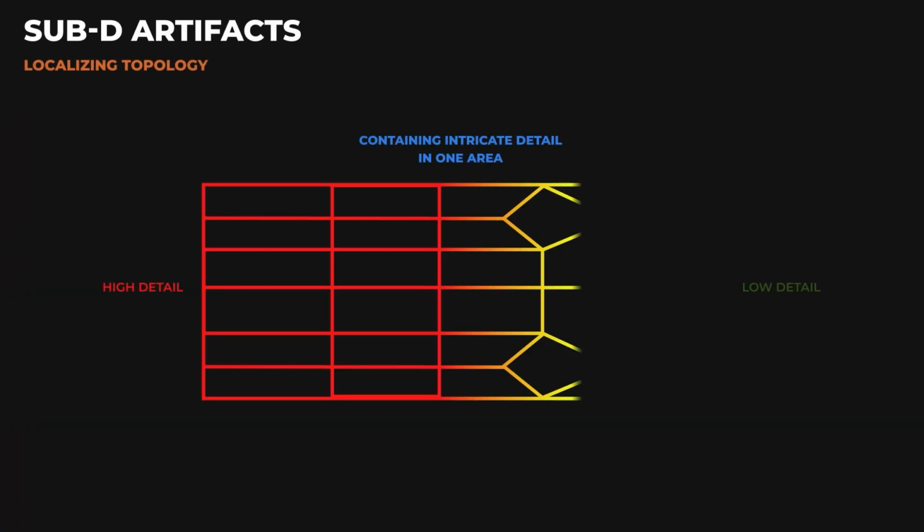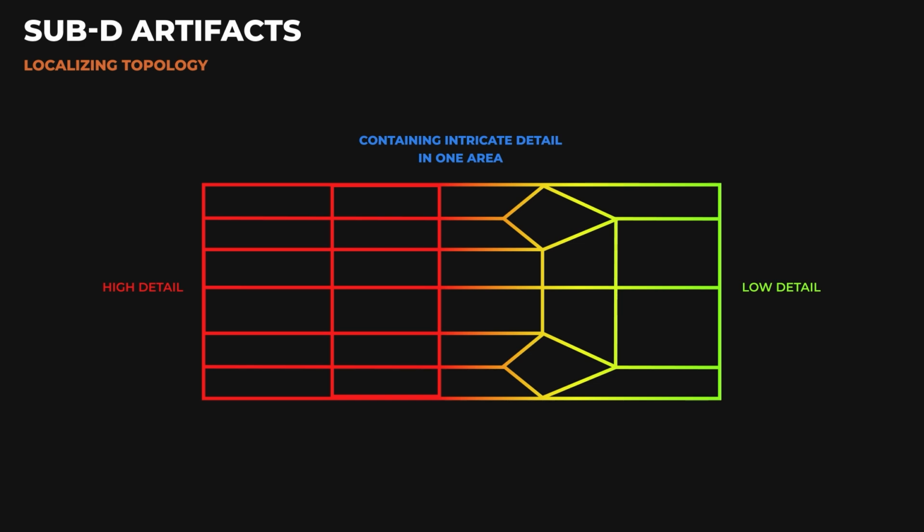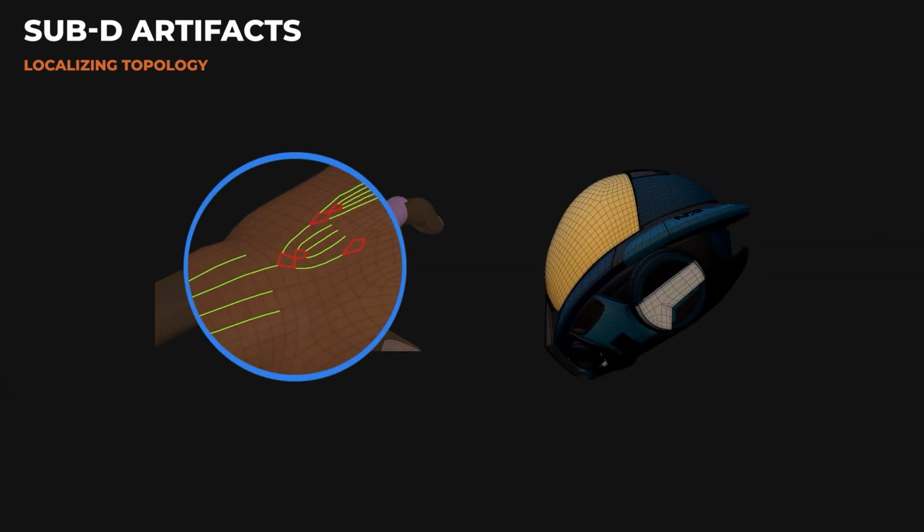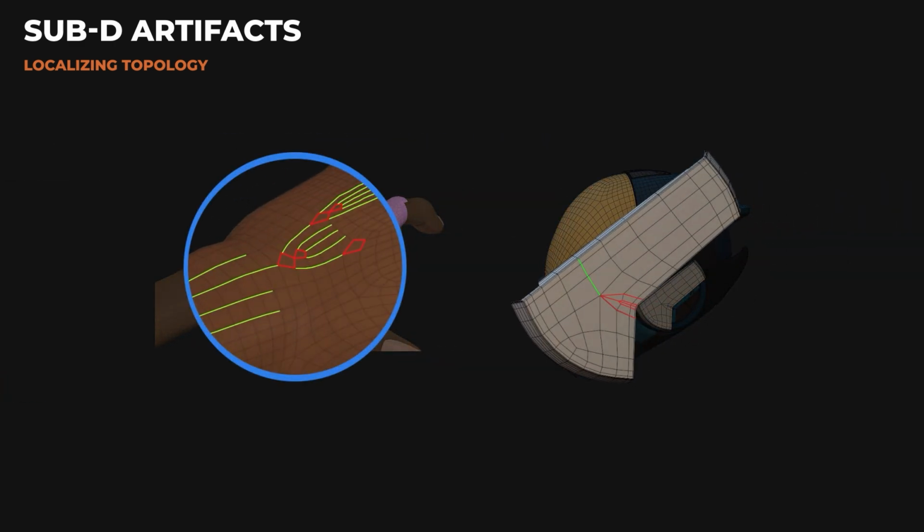So this next tip, if you're a longtime viewer of my channel, should be no surprise, but it's localizing your topology. The problem and challenge here is where you need to add in a bunch more detail to a specific part of the model without impacting the rest of the model. A good example is hands for a character or smaller details on a hard surface object.